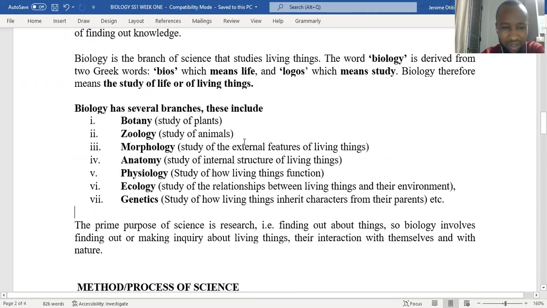You can go on and study the various branches, but these are the few you want to know for your level. So the prime purpose of science is to research, to find out things. So biology involves finding out and making inquiry about living things, the interaction with nature.